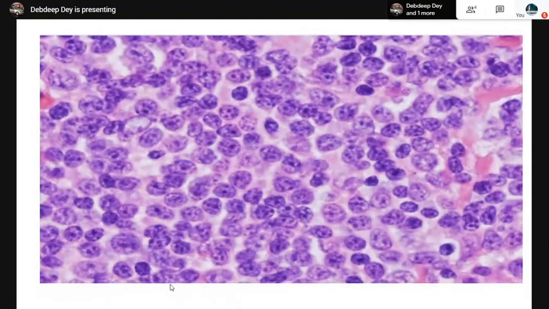So on high power, you have to see the cells. The cells are predominantly small lymphocytes with clumped chromatin, occasional prominent nucleoli, with occasional pro-lymphocytes, and sometimes you can get a para-immunoblast. So what you do in this, you think it is a lymphoma, then you do your usual markers.